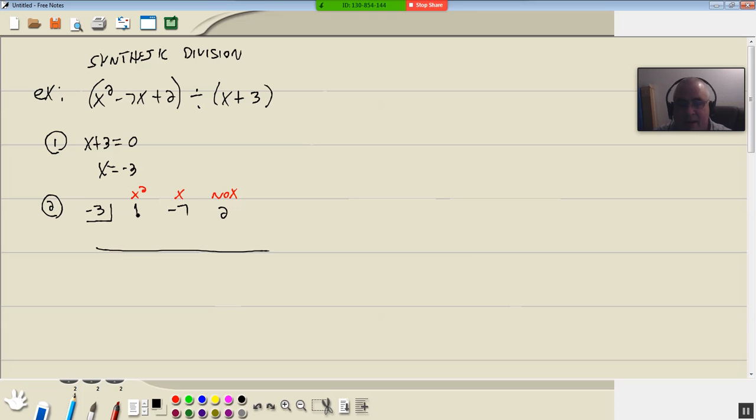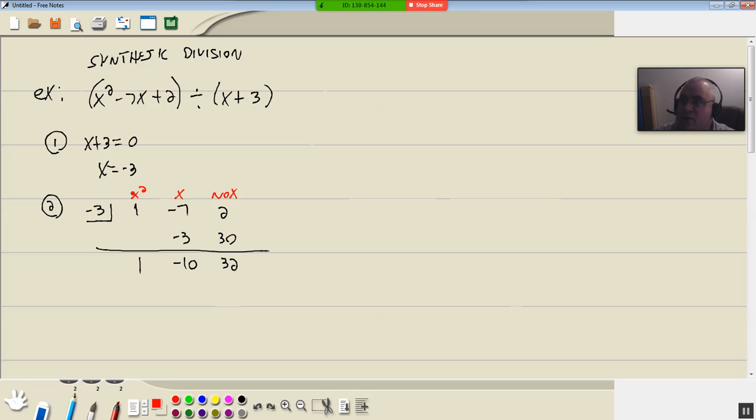Now we're going to add. 1 plus nothing is 1. Then you multiply. I should say the adding and multiplying, you alternate those back and forth. You always multiply by the number in the box, by the number you put down here. Negative 3 times 1 is negative 3. Then we're going to add. Negative 7 plus negative 3 is negative 10. Then you multiply. Negative 3 times negative 10 is 30. And then we're going to add. 2 plus 30 is 32.